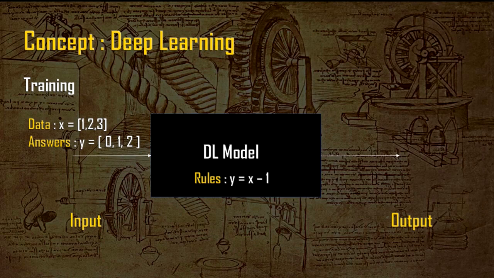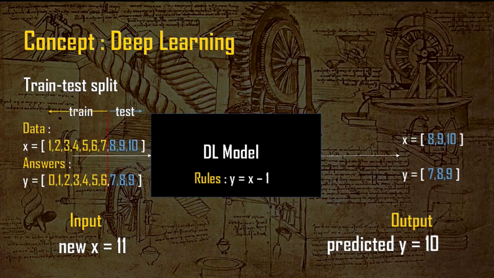So data and answers are fed to the deep learning system, and then a new value of x. Why the deep learning system is important is that it should predict an output based on the rules that it learned from the data and answers during training, and it should predict an output for a new case, for a general case.